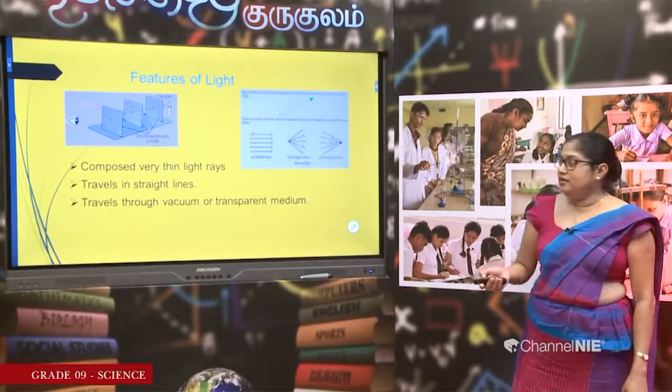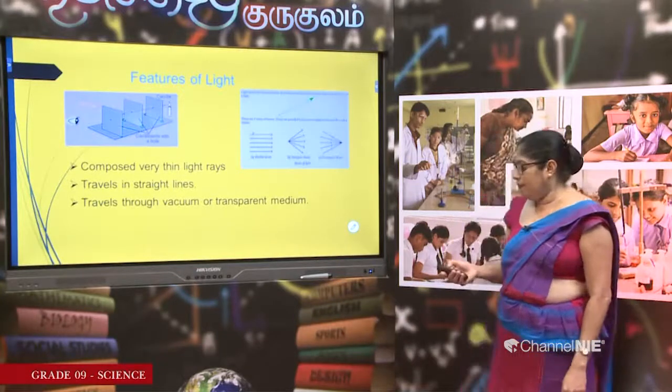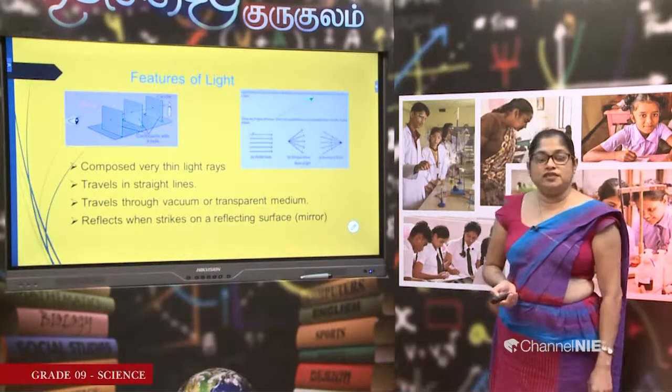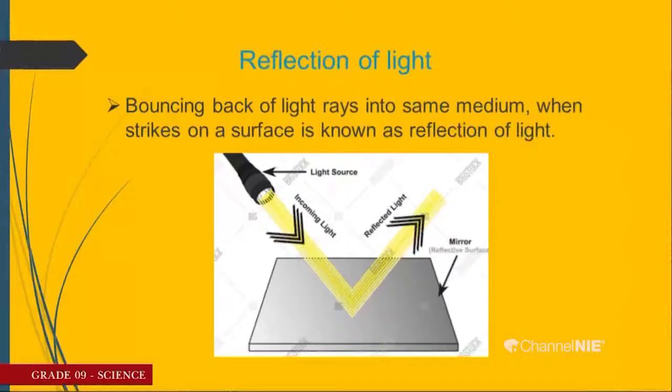Next feature of light is that it travels through vacuum or a transparent medium. And at last, when light strikes a reflecting surface such as a mirror, it reflects. This diagram shows a light beam directed from a light source. A light source is an object that gives out light. So, here a torch is directing a beam of light on the mirror, and the mirror reflects the beam of light as parallel rays.